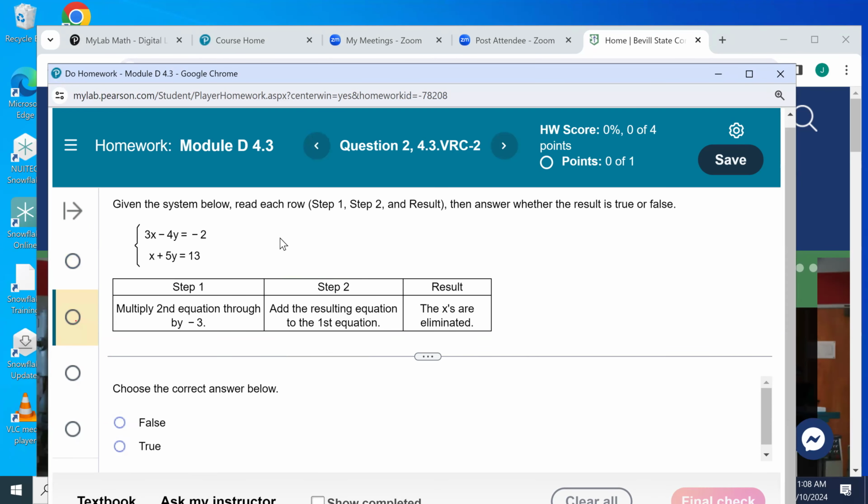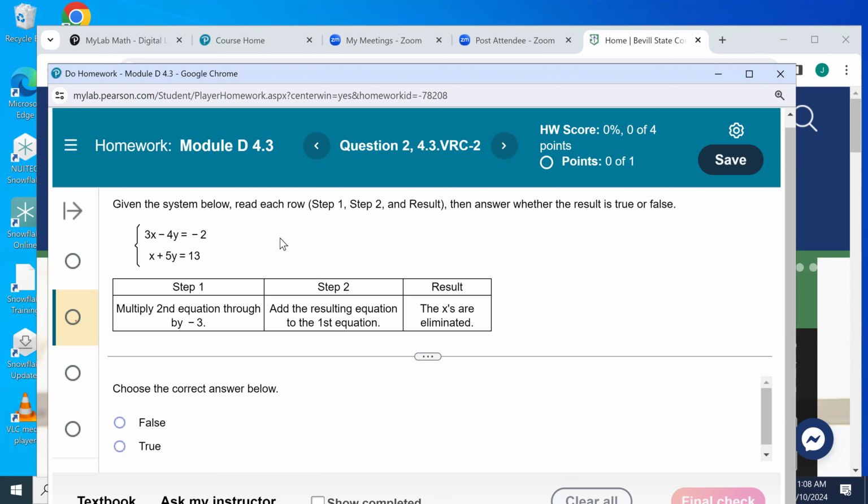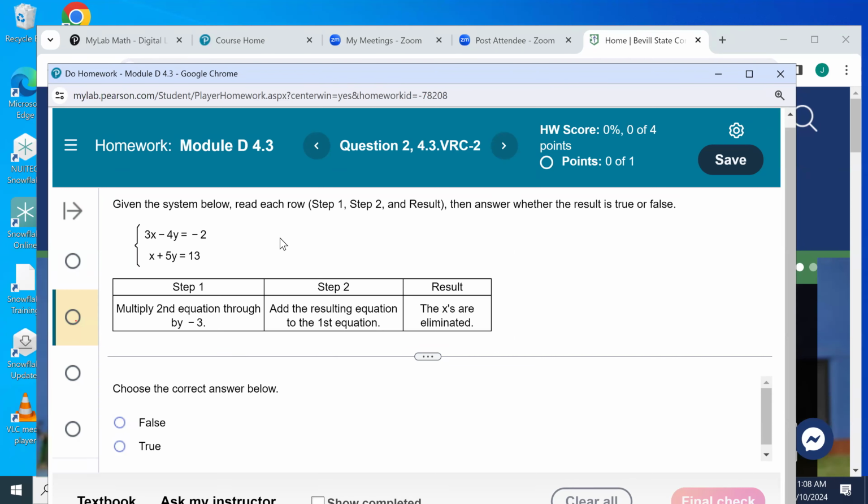What was the method we did Monday? Substitution. So if I was going to solve this by substitution, which variable would I solve for, in which equation, top or bottom? The bottom equation. Yes, and why did you pick that? Because its coefficient is 1.